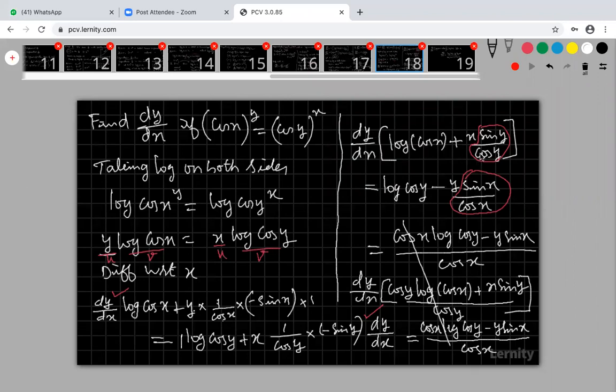Okay, you can avoid these steps. Or otherwise, this is also correct. Students ask: sir, I have written all these things, I can write like this, is it wrong? No, this is also correct. If you keep this dy by dx on the left hand side and keep all these terms on the right hand side, it will become the reciprocal. Write it as the reciprocal, that is your answer. That answer is also correct. Both the answers are correct, so in the board exam they never reduce any marks because both are correct.